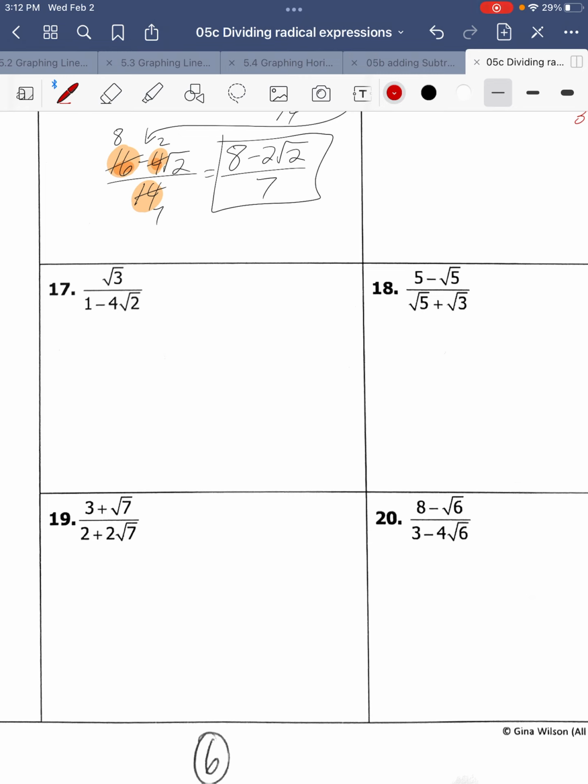Number 17. I have a binomial denominator, so let's multiply by the conjugate.